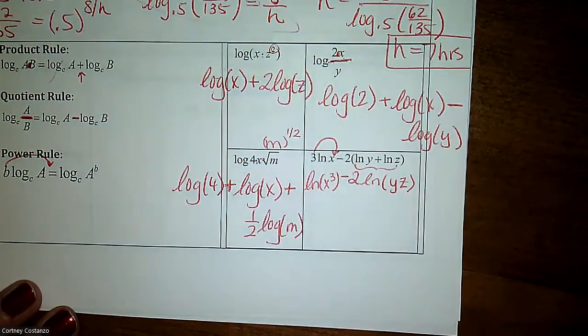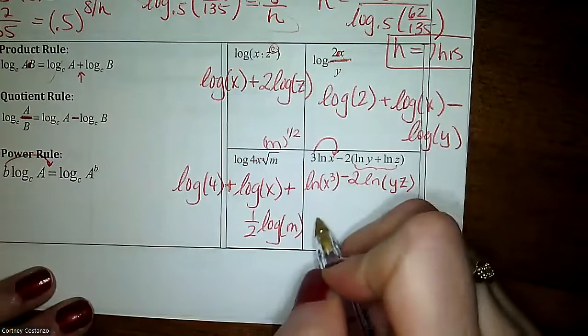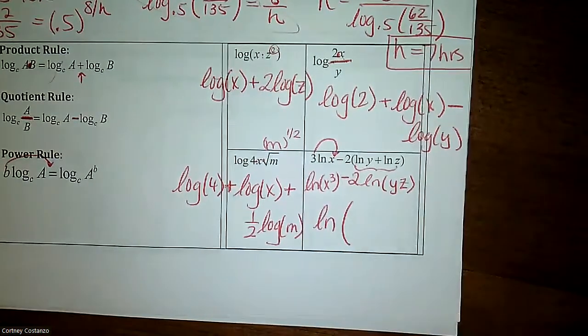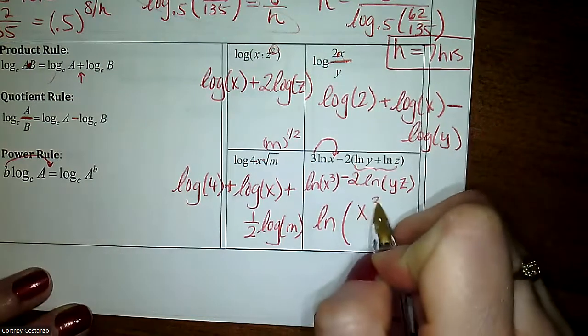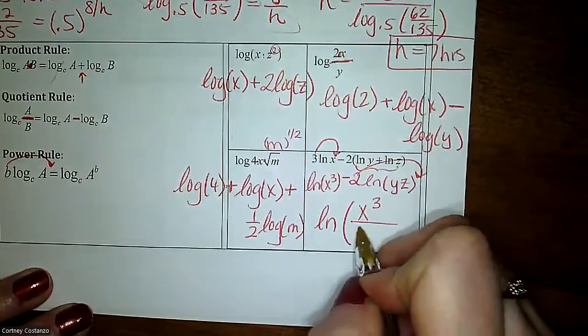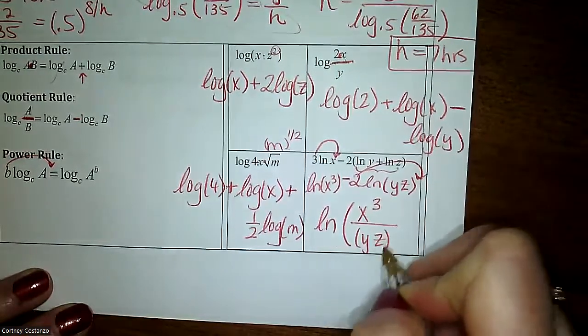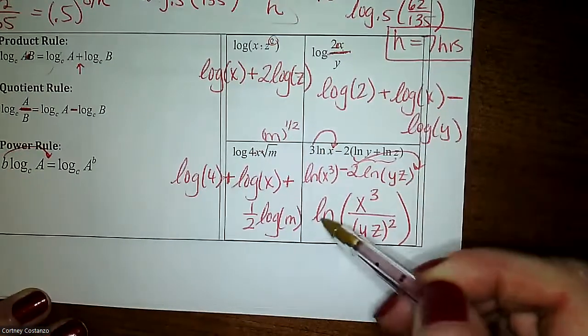There's still a subtraction between them. Now remember, subtraction is division. So when you're done writing your final answer, the word natural log, or ln, should only be written 1 time. So x to the 3rd is our numerator, and then this 2 has to pop up and be an exponent for both the y and the z. Both are being squared. So notice how I wrote natural log only once.